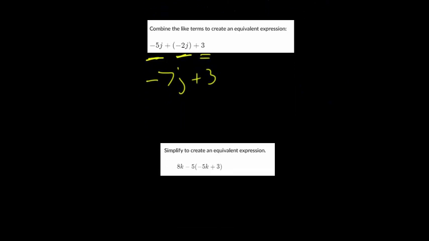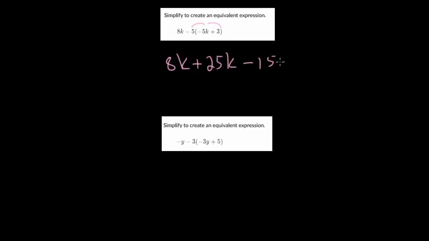And moving forward, now we're moving into slightly more difficult exercises, since we're involving the distributive property. So we have to distribute this minus 5 to each of these terms. So we have 8k, and then minus 5 times minus 5k would be positive 25k. Negative times negative is positive. And then we have minus 5 times positive 3. Negative times positive is negative.